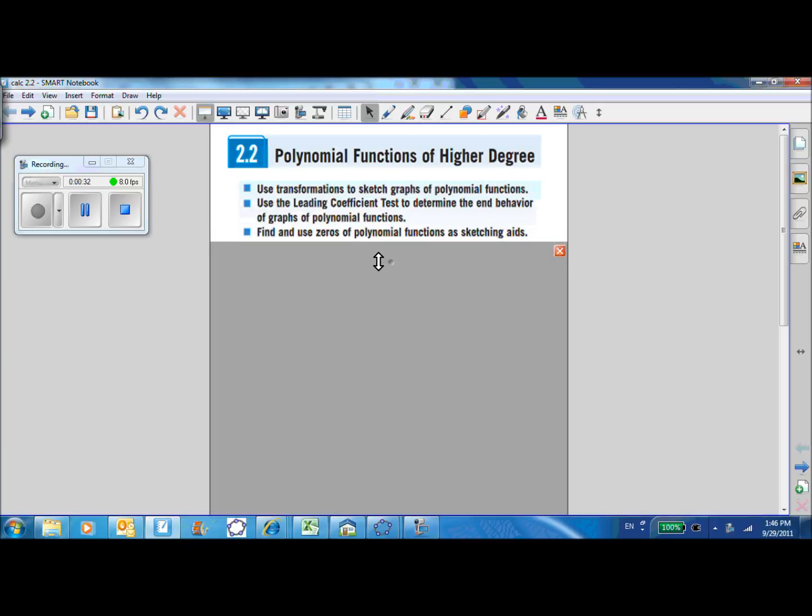Find and use zeros of polynomial functions as sketch aids. Basically, I think you remember doing this. Find the zeros and then squiggle through the roots.